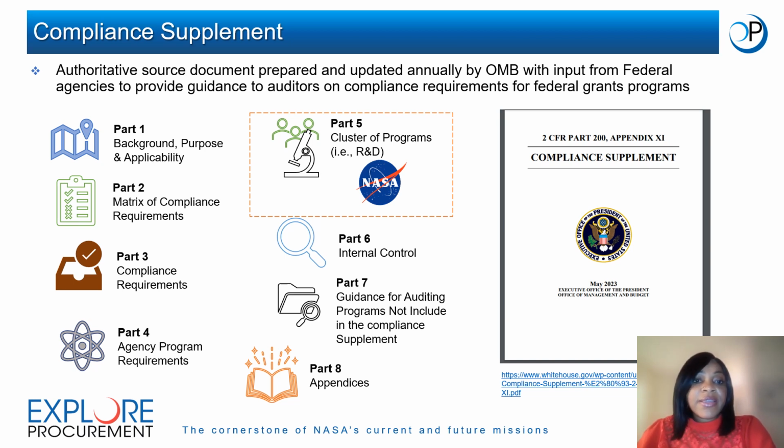Part 6 addresses the objectives, principles, and components of internal controls. Part 7 provides guidance for auditing programs that are not included in Parts 4 or 5. And Part 8 includes a list of appendices.